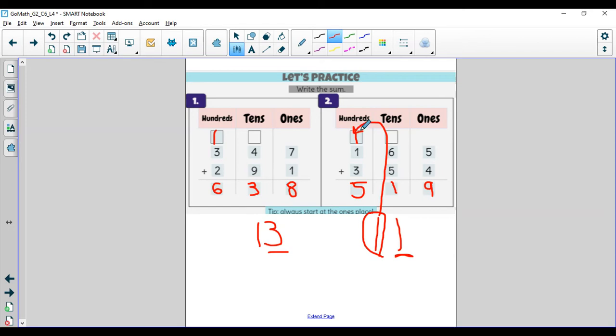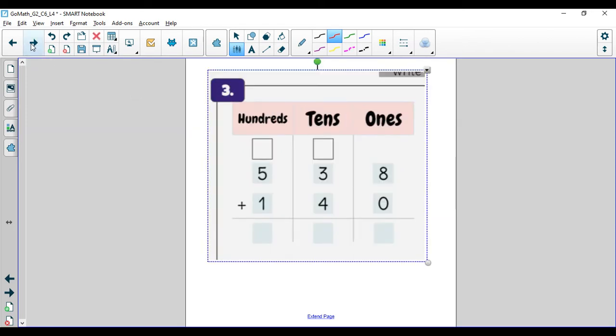Good job. We're going to go through the same process with number 3. I want you to push pause and solve 538 plus 140. When you're ready and solved, think about, did you need to regroup? Where? Why? What did you do? And then come back and check your answer.